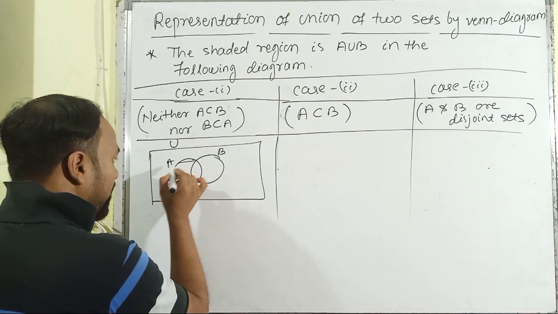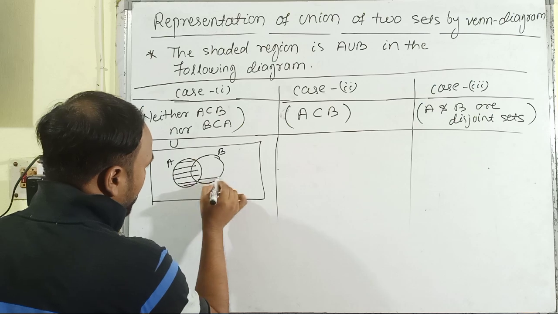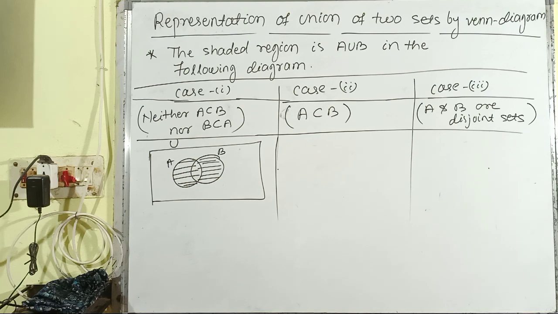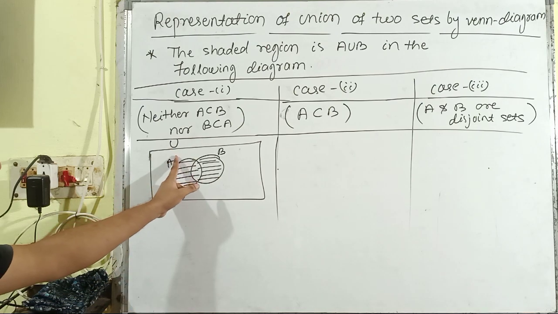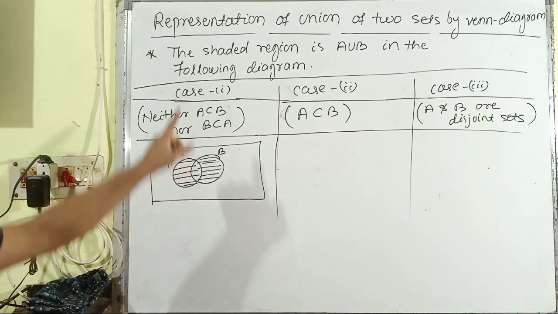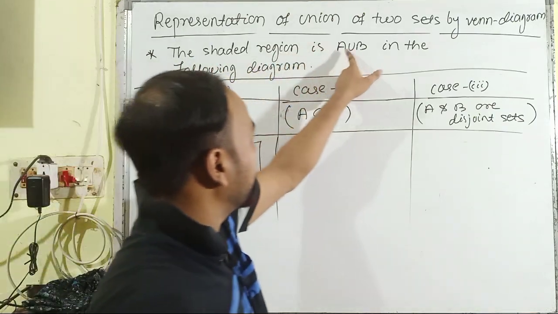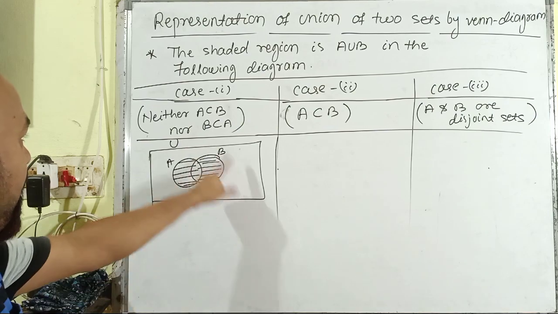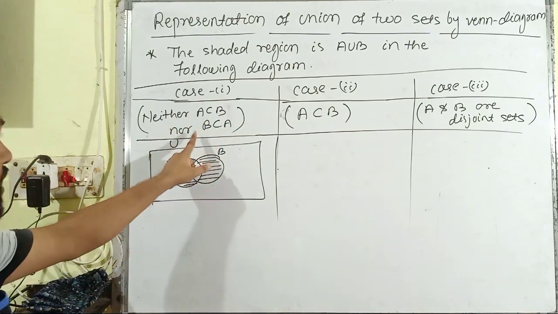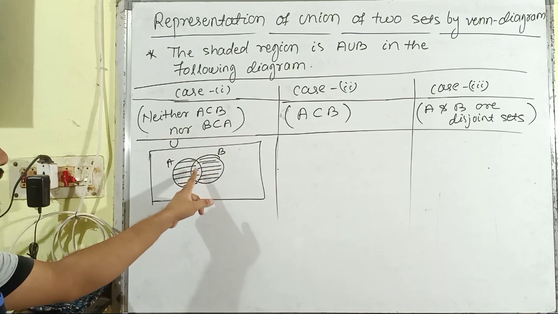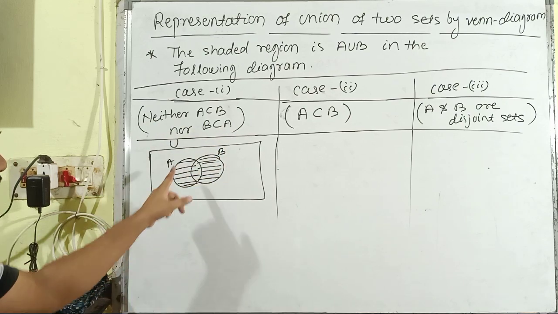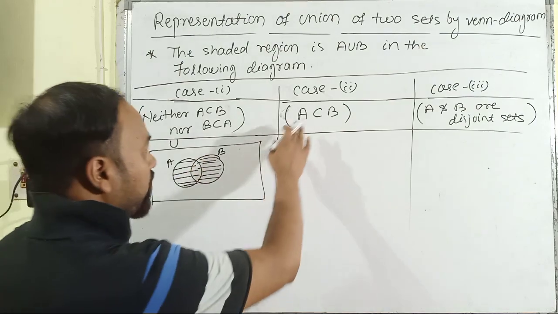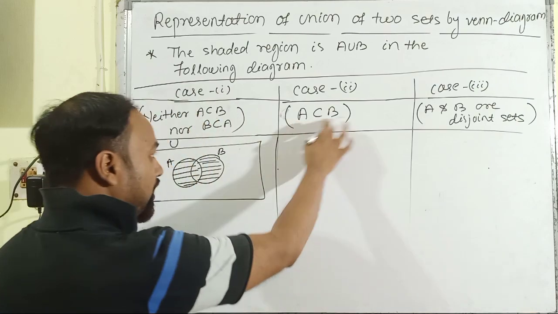That means it will consist in a similar manner, and we have to consider all of the elements that are present either in the set A or in the set B. And I have written here that the shaded region is A union B in the following diagram. So here is the first diagram where neither set A is a subset of set B nor set B is a subset of set A, and here is the representation of A union B, and these shaded regions represent the set A union B.